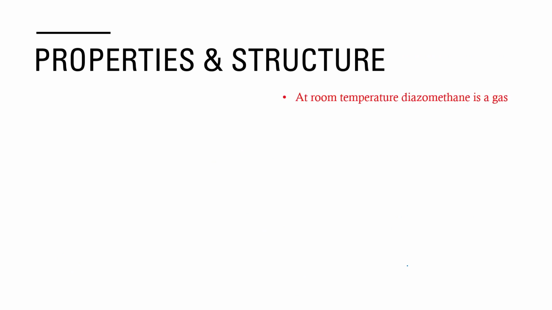So first property is that diazomethane at room temperature is a gas. Diazomethane की boiling point around -23 degree Celsius पे होती है, and therefore at room temperature it turns out to be a gas. It is extremely toxic. Okay, so it is prepared during the course of reaction. आप इसको store नहीं करते हैं. It is extremely sensitive yellow colored gas. Actually yellow color का होता है.